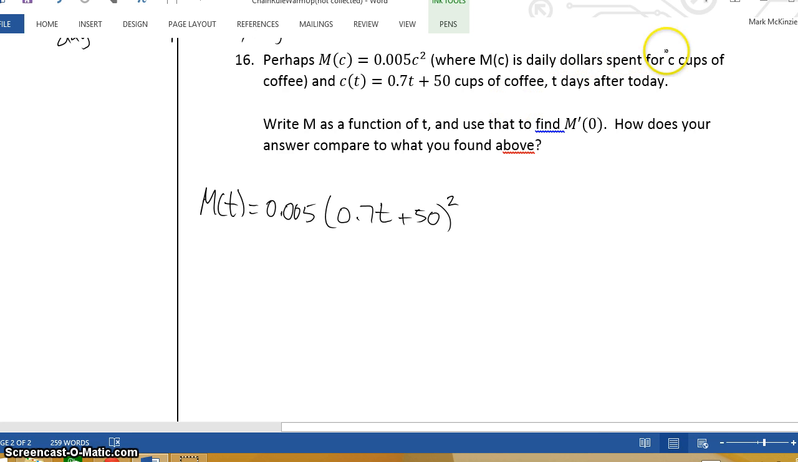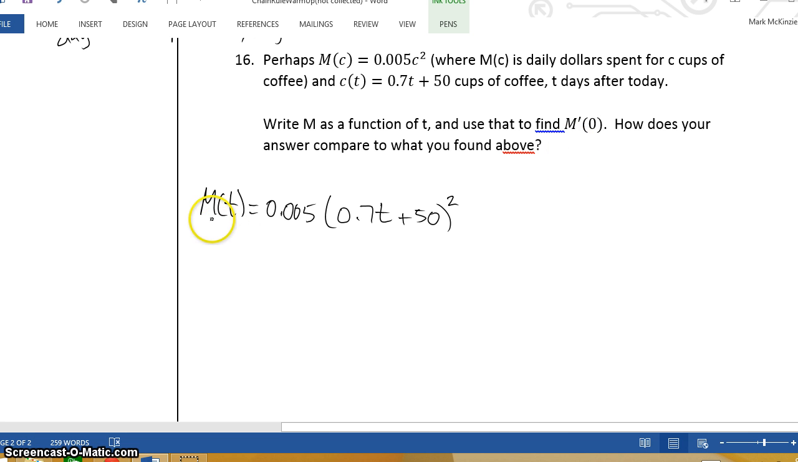So here are a pair of functions that match the description from question 15, which is kind of cool. That isn't what the question was necessarily asking us to do, but it's interesting in any event. What we're actually asked to do is to write the function m in terms of the variable t, and then use that expression to compute the derivative of m at 0, and then to compare our answer to what we had found in problem 15.